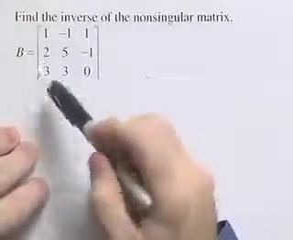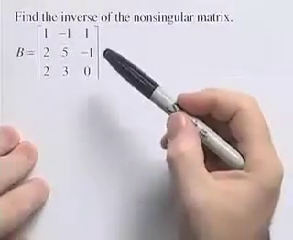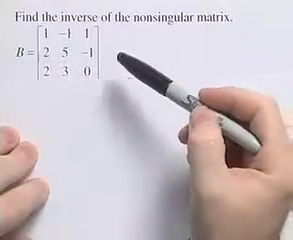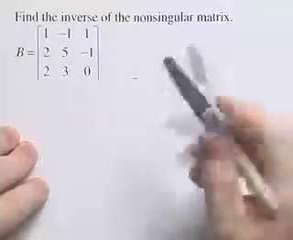For this next problem, we need to find the inverse of a non-singular matrix. We want to find the inverse of this non-singular matrix. It's a 3 by 3 matrix. The first step that we want to do is to augment this matrix with the appropriate identity matrix. Since this is 3 by 3, we want to augment the 3 by 3 identity matrix.